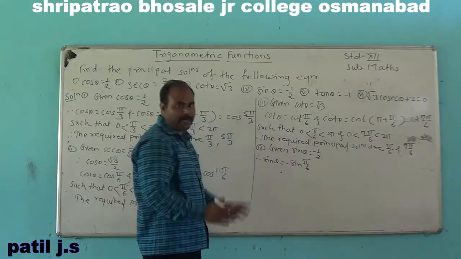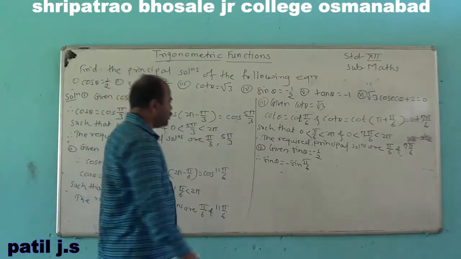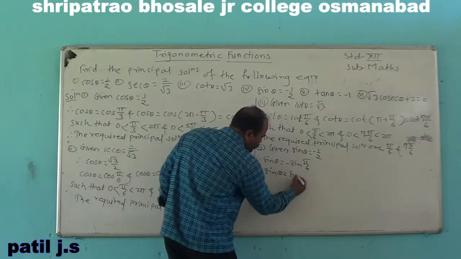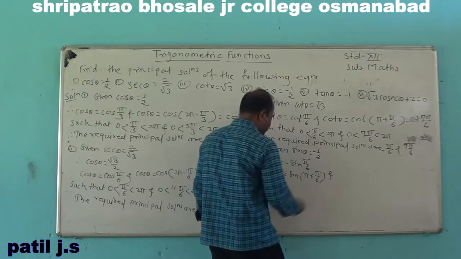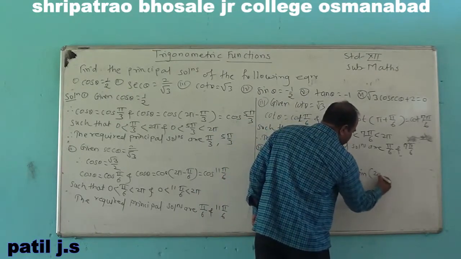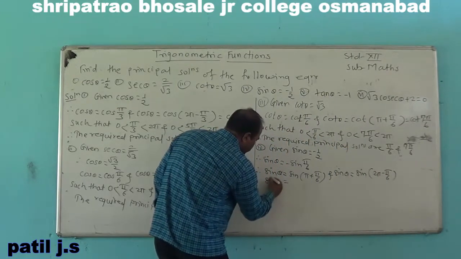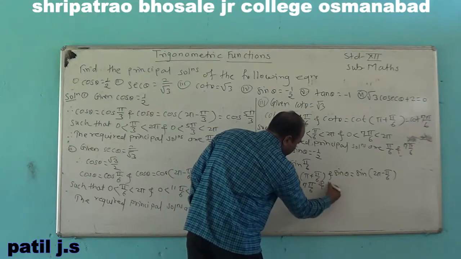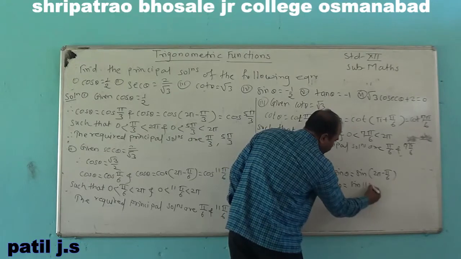But here sin is negative. That means sin theta is negative in the third and fourth quadrant. Therefore, in the third quadrant, sin theta is equal to sin(pi plus pi by 6), and in the fourth quadrant, sin(2 pi minus pi by 6). This is equal to sin 7 pi by 6 and sin 11 pi by 6.